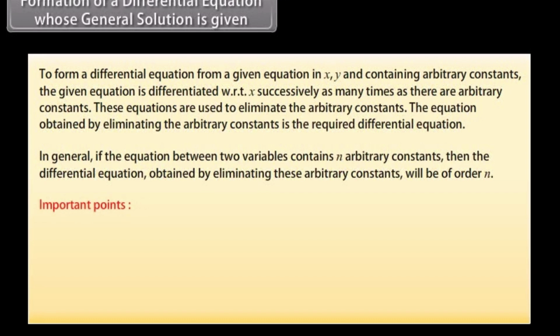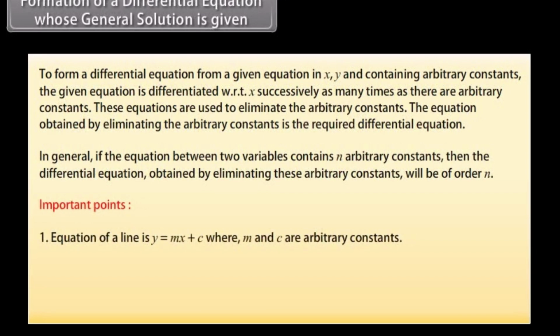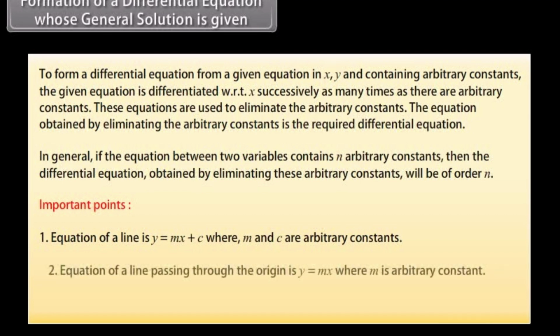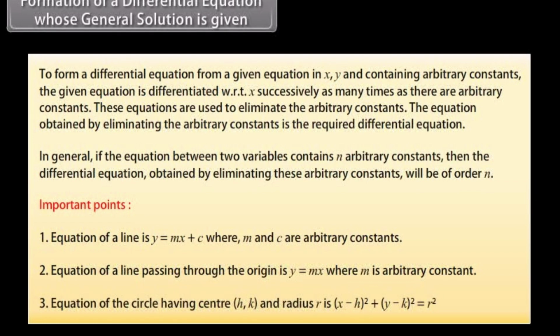Important points. Equation of a line is y equals mx plus c, where m and c are arbitrary constants. Equation of a line passing through the origin is y equals mx, where m is an arbitrary constant. Equation of the circle having center (h, k) and radius r is (x minus h) whole square plus (y minus k) whole square equals r square.